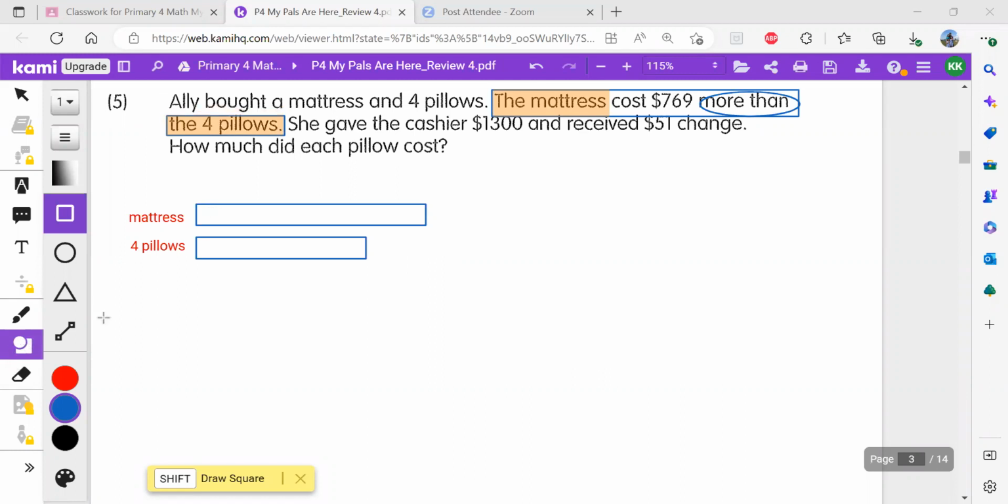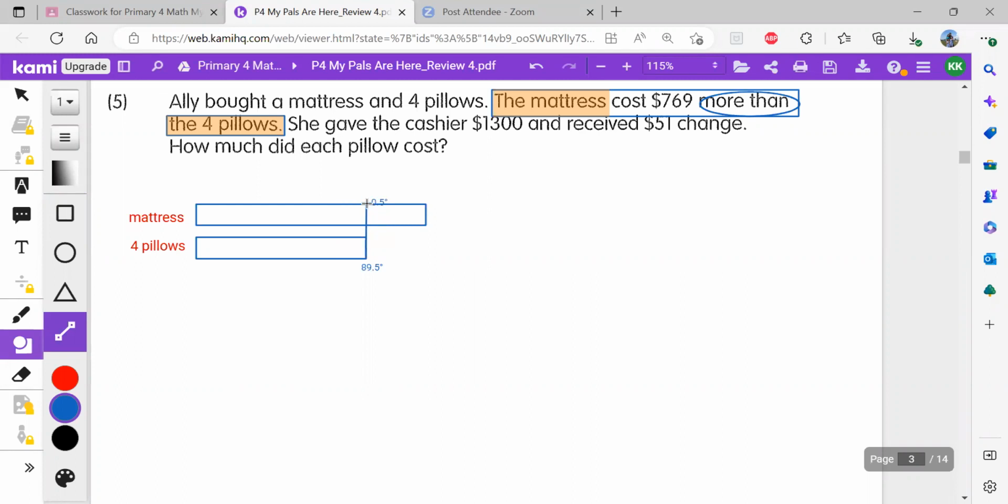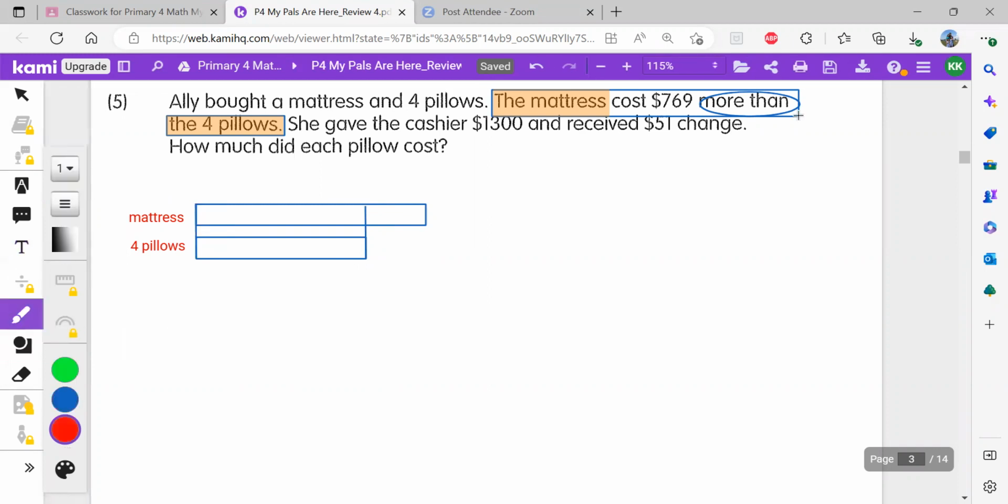Alright? So is there any other information I need to write? Yes, it's 769. So I'm gonna add in this line here. I'm gonna cut the model with the same length, and this is the same starting point. Okay, and you can see that it is 769. I'm gonna write it down here.